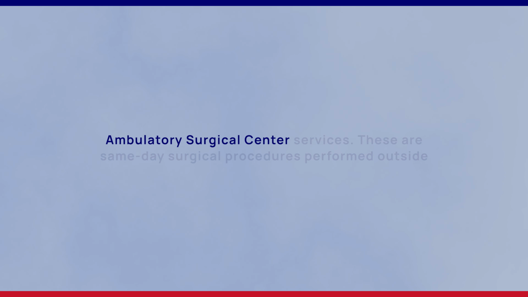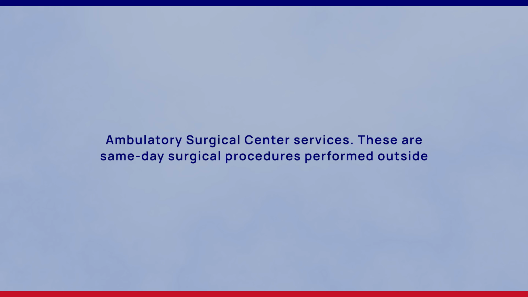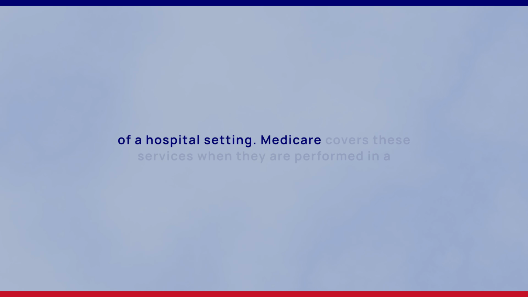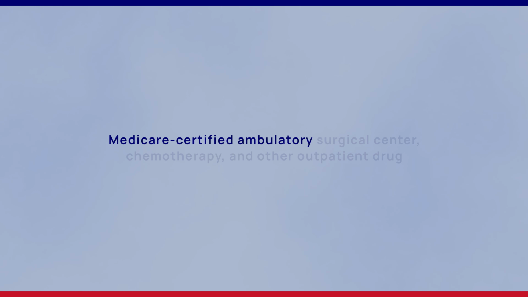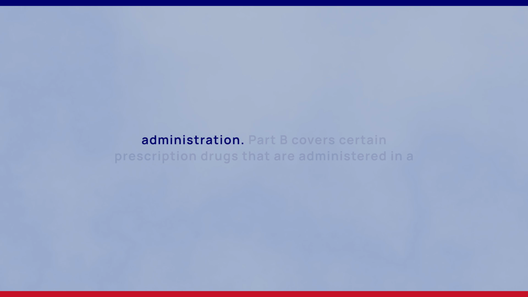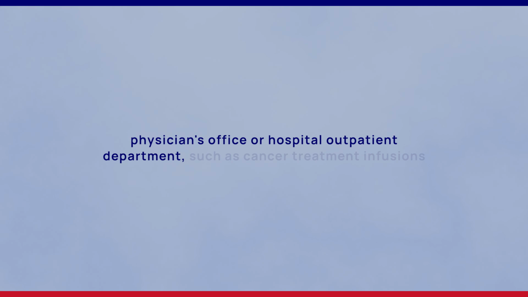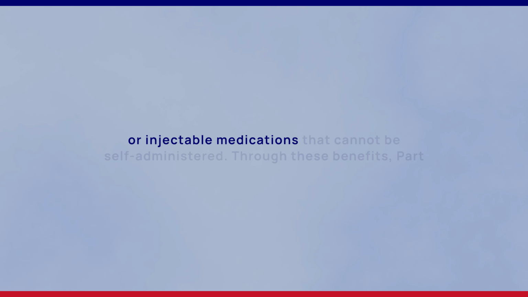Ambulatory surgical center services. These are same-day surgical procedures performed outside of a hospital setting. Medicare covers these services when they are performed in a Medicare-certified ambulatory surgical center. Chemotherapy and other outpatient drug administration. Part B covers certain prescription drugs that are administered in a physician's office or hospital outpatient department, such as cancer treatment infusions or injectable medications that cannot be self-administered.